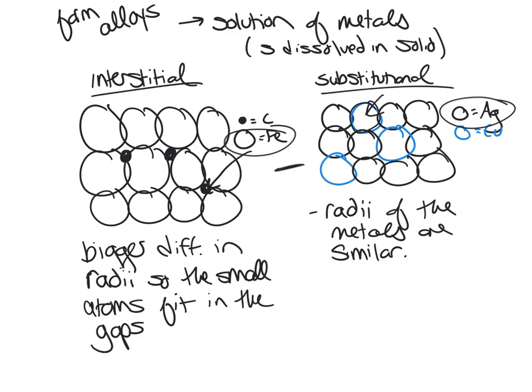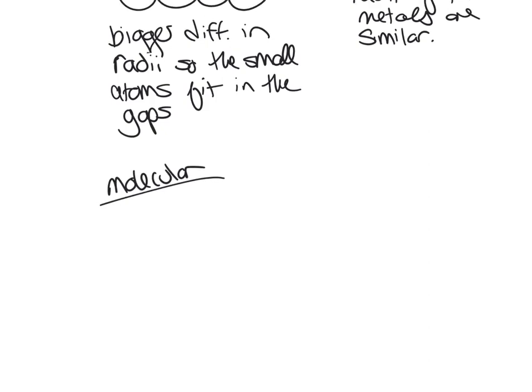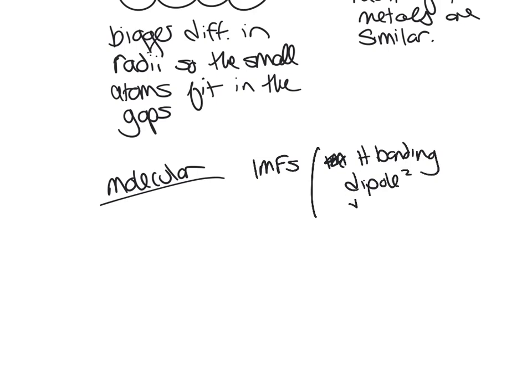The last thing we need to talk about, properties of solids, is molecular. So this is a molecule. This is something that's covalent, but it is held together by IMFs. We are going to talk about IMFs, and we kind of probably have started it. Our IMF options here are, let me write IMFs again. Hydrogen bonding, dipole-dipole forces, and dispersion forces. Those are the forces that hold them together.